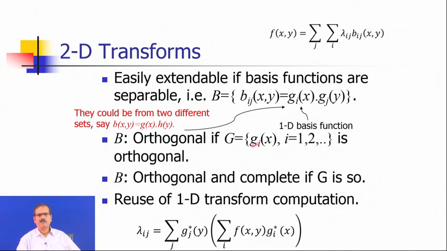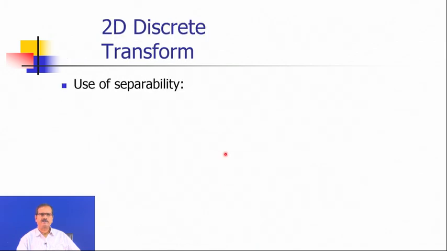You should note here, though, in this slide I have used the same abbreviation, same notations for these two functions. They could be separate. The only thing is that both of them need to be orthogonal to keep the orthogonality property of these basis functions. So, 2D discrete transform can be easily computed by using this separability property.